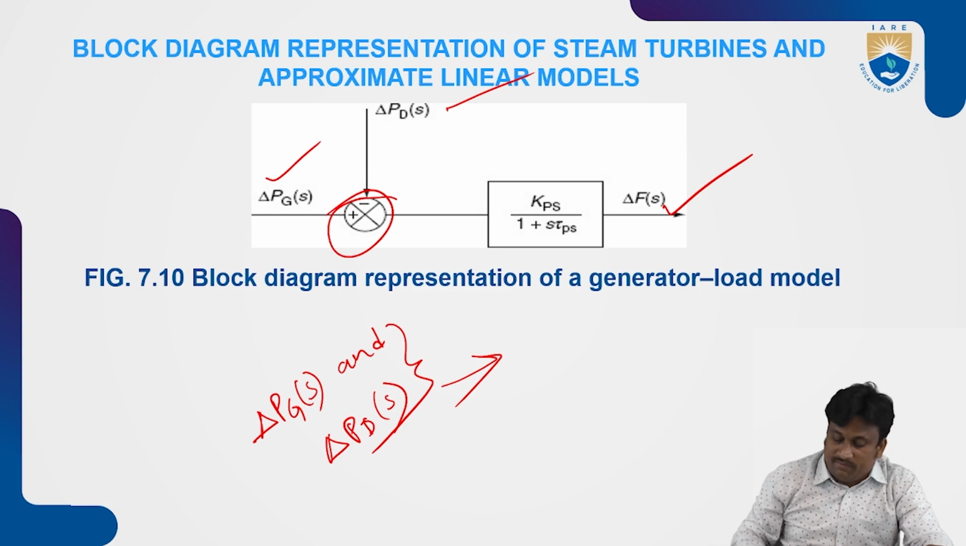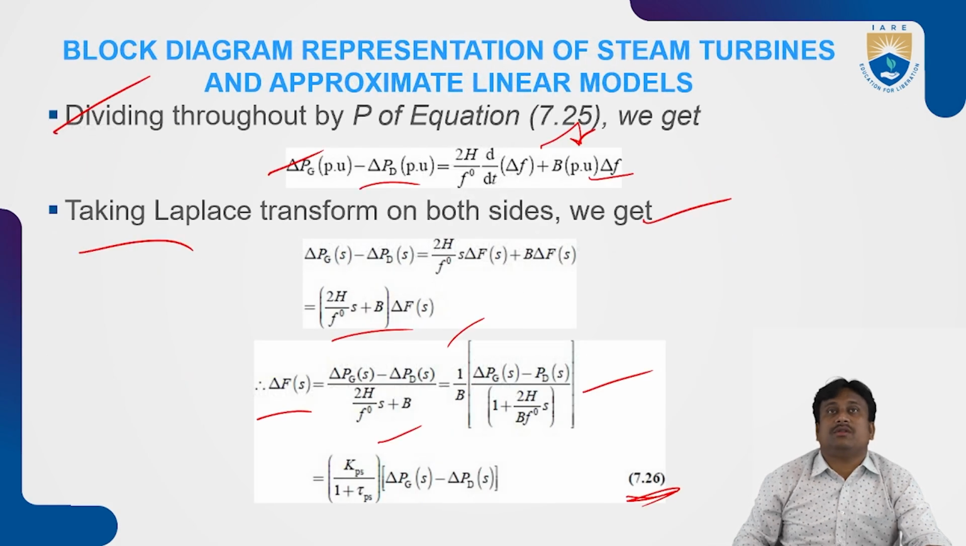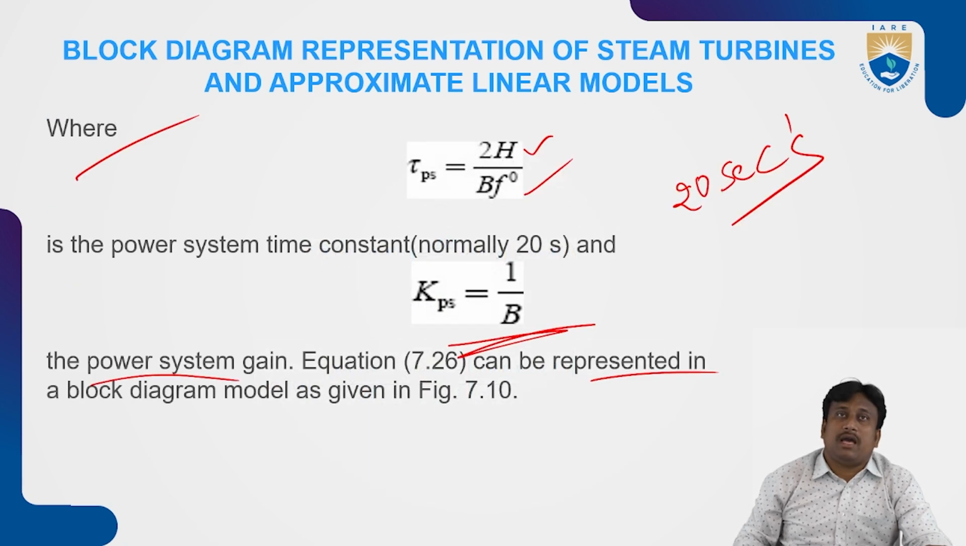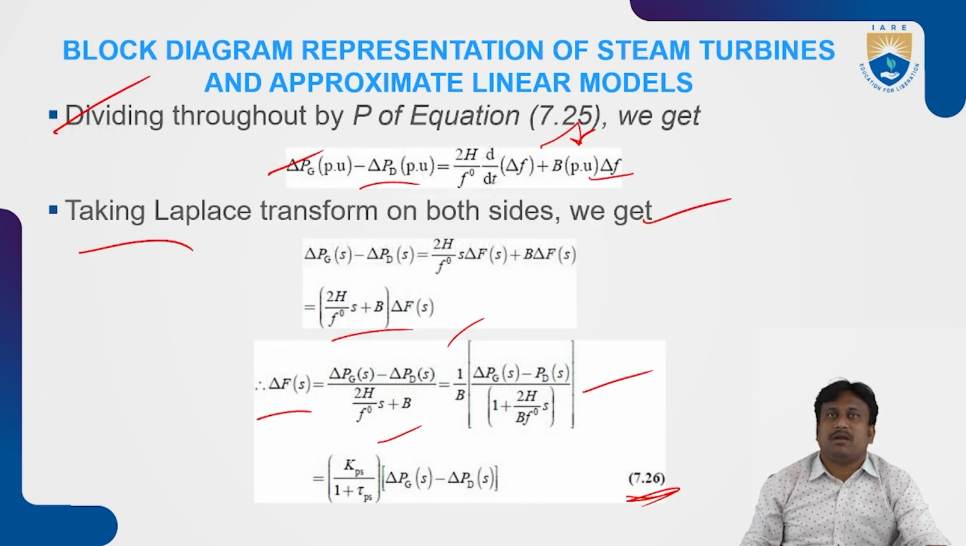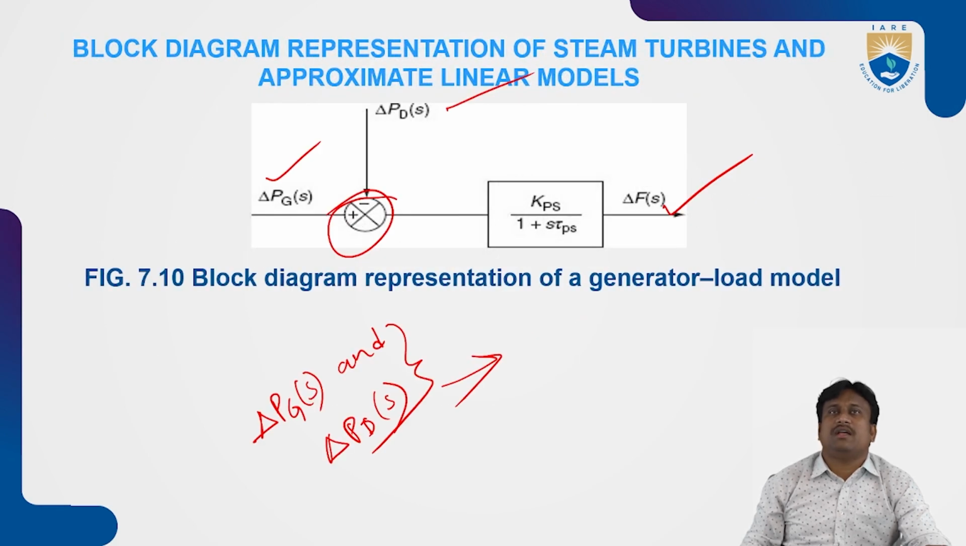So here the various aspects are considered for the generator load model, even though the system parameters are considered with the change of frequency. Here the power system time constant plays a key role. That means the specified time limit is considered for a period of 20 seconds, and this is divided by the coefficient B, that is, the power system gain K PS, which can be represented in the block diagram. So this will make the system gain for the whole network.